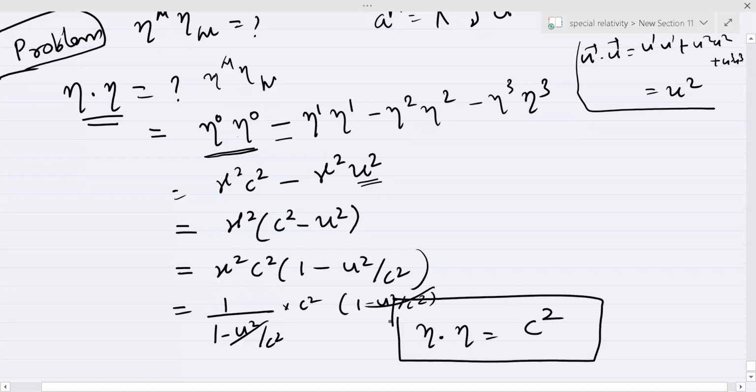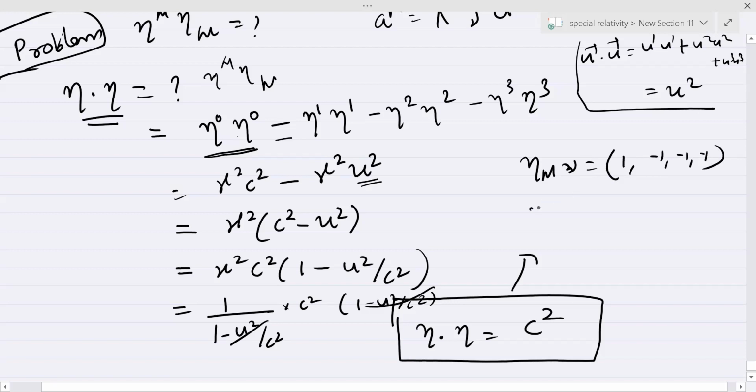Okay. Now this can be asked, right? This c square we get because we used the metric in this form: eta mu nu is equal to 1, 0, 0, 0. I'll use a notation here, I'll write only the diagonal components of the matrix. Eta mu nu has 4 diagonal components. Non-diagonal are 0. So I'm writing only the diagonal components just to save space.